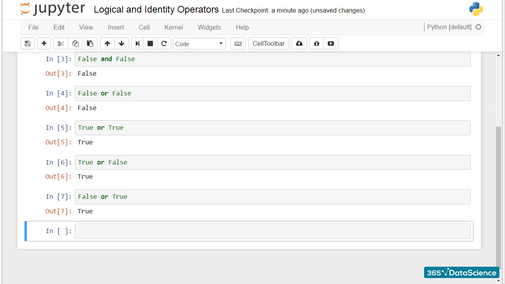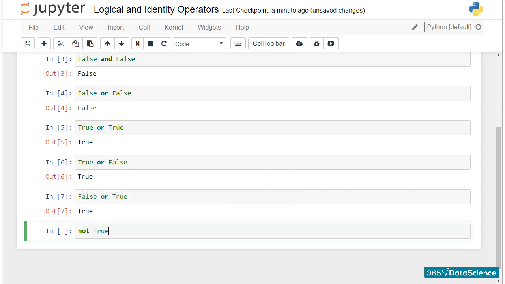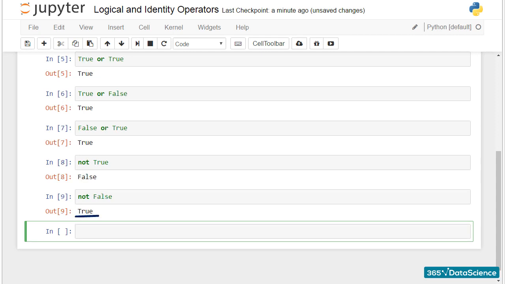The way NOT functions is it leads to the opposite of the given statement. Not true leads to false. Not false leads to true. Let's see a slightly different example.